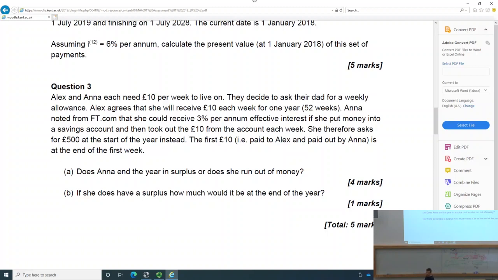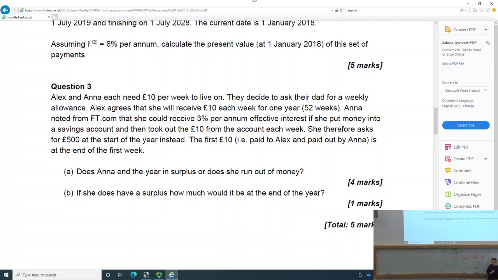We could do it numerically by starting at 500 and crunching through 52 weeks. So effectively accumulating by a week's interest. To start with 500 multiplied by a week, 1 plus a week's interest, minus the 10, and then multiplying that by the next week's interest to go all the way through 52, see if it's greater than or less than 0. Or we can use some of our mathematics which we've used.